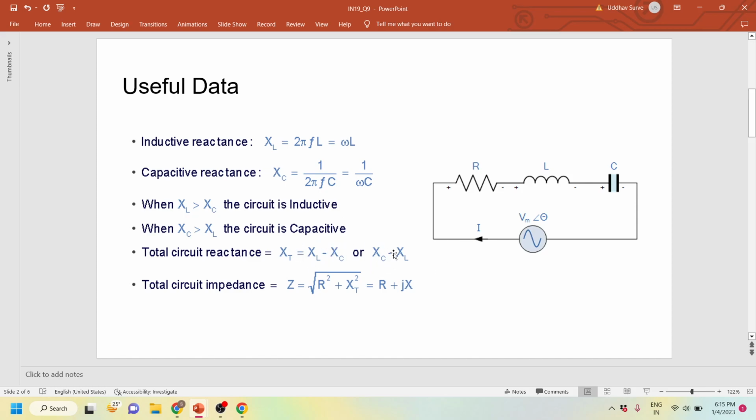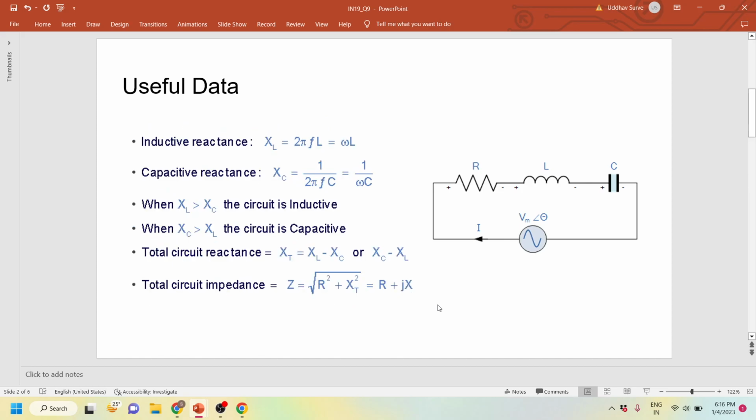Usually on the left hand side, or XC minus XL, whichever you are comfortable with for this question, but XL minus XC is the usual convention. So the total circuit impedance will be Z, which is equal to under root R square plus X total square, which is the quadratic sum, equal to R plus JX, where J represents that impedance is at quadrature with the resistance.